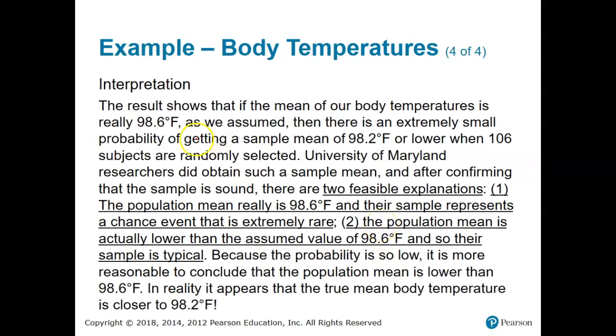All right, so we talked about interpreting it, but here it's elaborating on it a little bit more. There are two feasible explanations. One is that the population mean really is 98.6 degrees Fahrenheit, and the sample represented a chance event that happened to be extremely rare, but that did occur. The other one is the population mean is actually lower than the assumed value of 98.6, so the sample is typical. And since it is so low, it would be more reasonable to conclude that the population mean is lower than 98.6.